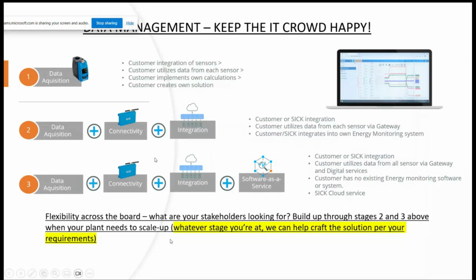We will delve into it later offline with Nick and the fine SICK support crew, in technical support here and in Germany. But it's essentially, what are you guys looking for? Do you want flexibility across the board? Because you can get it. If you want to scale up, then you're free to scale up as well. So whatever you're looking for, we'll help craft the solution.